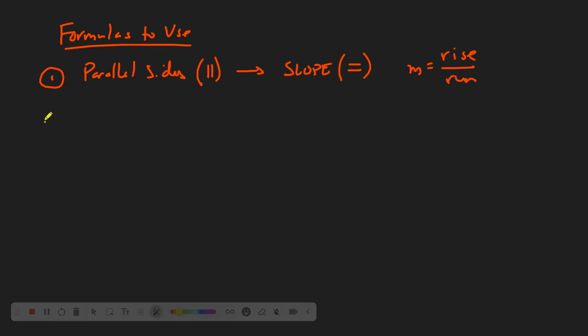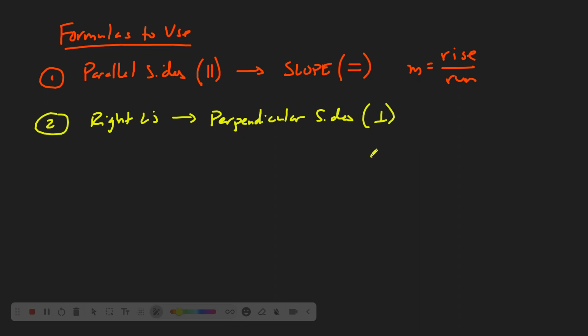Okay, now to go right along with parallel lines, because we also want to see if there's any right angles, right? We need to check to see if our sides are perpendicular. Perpendicular sides. Remember, that's the upside down T. And again, to show if sides are perpendicular, we look at slope. But in this case, we're looking to see if our slopes are opposite reciprocals. So for example, we're looking for a slope of like A over B and negative B over A.